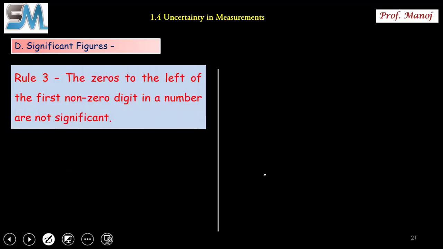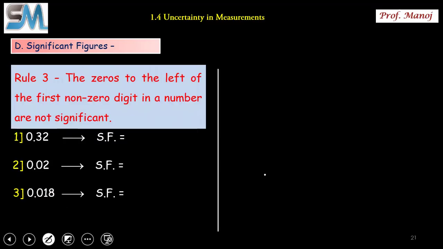Let us say rule number 3. Rule number 3 says zeros to the left of the first non-zero digit are significant. So, are non-significant. So over here, 3 and 2 will be significant. 2 will be significant. 1 and 8 will be significant.